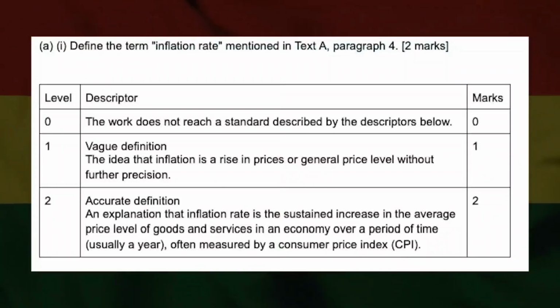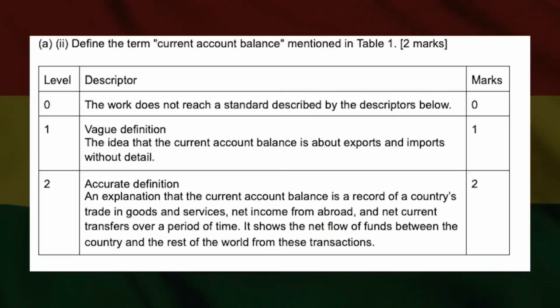Level 1, Vague Definition. The idea that inflation is a rise in prices or general price level without further precision. 1 mark. Level 2, Accurate Definition. An explanation that inflation rate is the sustained increase in the average price level of goods and services in an economy over a period of time, usually a year, often measured by a consumer price index, CPI. 2 marks.